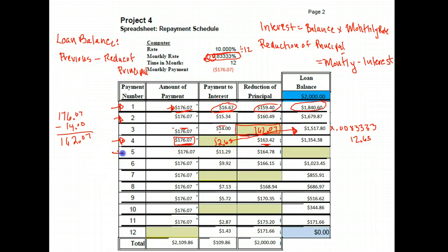All right, line 5, we have a new space that's empty. It's our loan balance. So your loan balance, notice, is decreasing each time. How much is it decreasing by? It's decreasing by this reduction to principal. So if you're missing the loan balance, you take the previous loan balance of $1,354.38, subtract from that the line you're on, the reduction to principal, which in this case was $164.78.